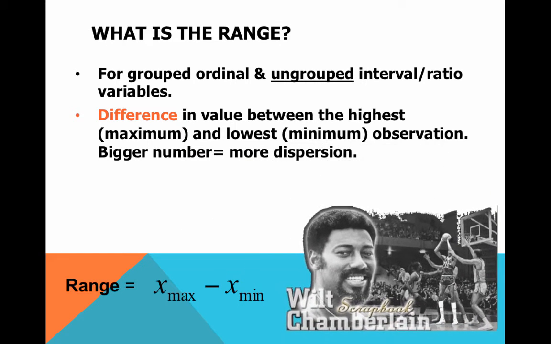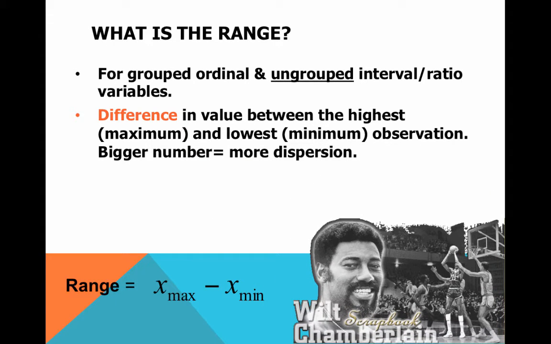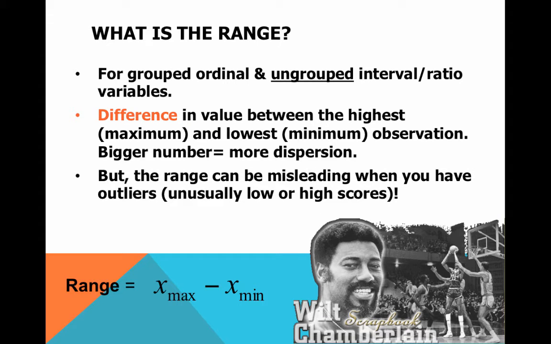But I want you to think about our Wilt Chamberlain example from last chapter. 20,000 sexual partners. Do you think that if we had Wilt Chamberlain and our virgin in there, our range would be what? 20,000 sexual partners. So the thing about the range is that it can be very misleading when you have outliers. Again, outliers are unusually high or low scores that can really throw off your mean, and in this case, we can also say that it throws off your range.